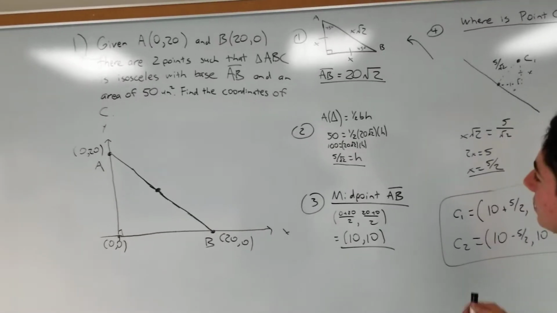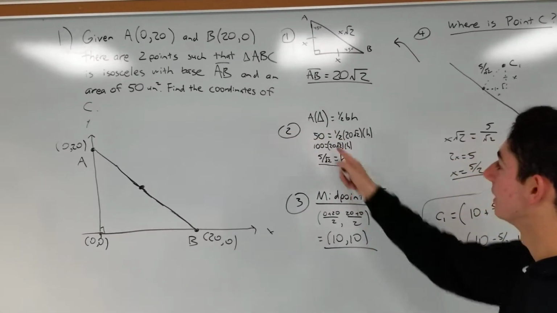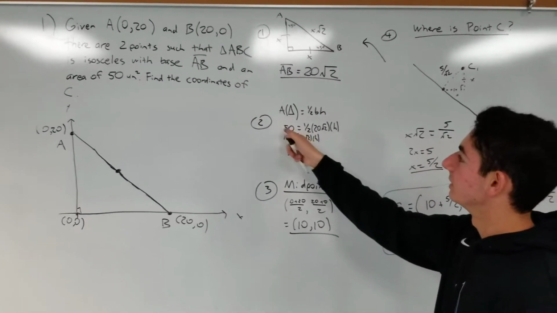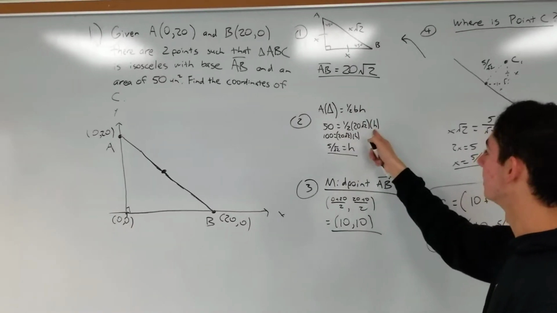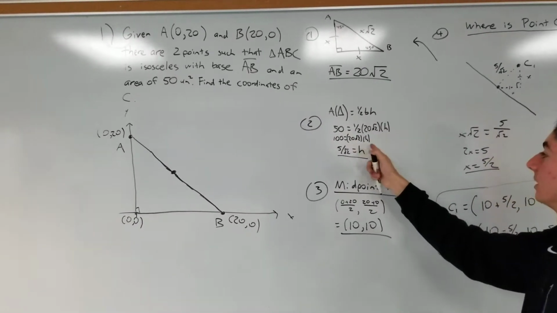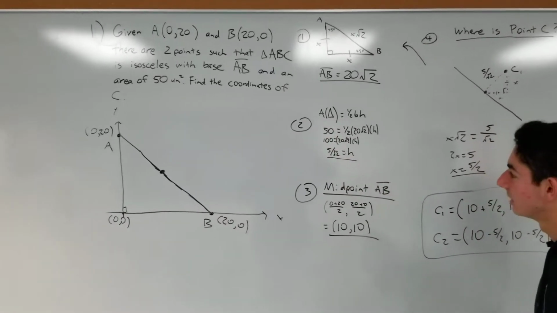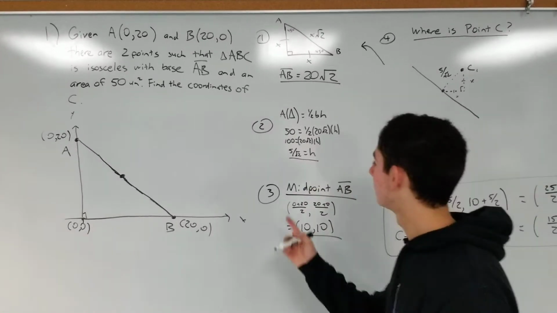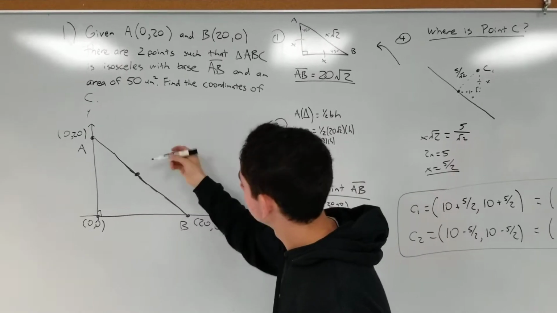Next step, it gives you the area of the triangle. So that's 1/2 times base times height. So 50, as it gives you, is 1/2 times the base 20 root 2 times the height. So I solve for h, and I got 5 over root 2 as my height. So now we know what the triangle has to look like, sort of. It has to have a height here of 5 over root 2.